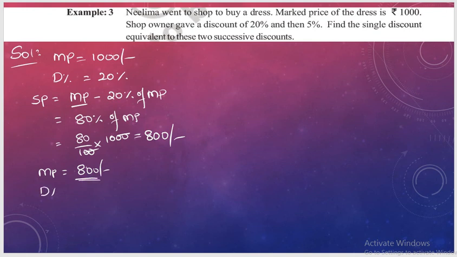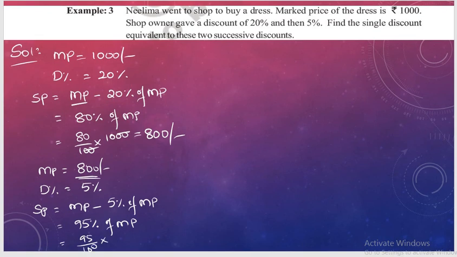Then what is the discount that he has given? Discount is equal to 5%. So from this, what is the selling price? Selling price is equal to market price minus 5% of market price. So I can write 95% of market price, which is 95 by 100 into 800. The zeros get cancelled. 95 into 8, so what is the value?